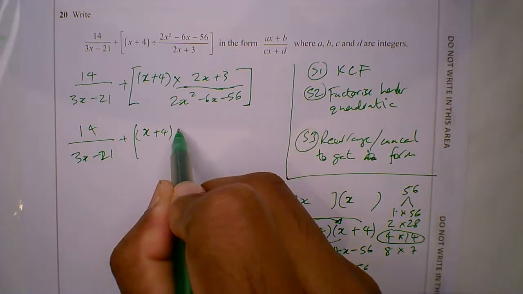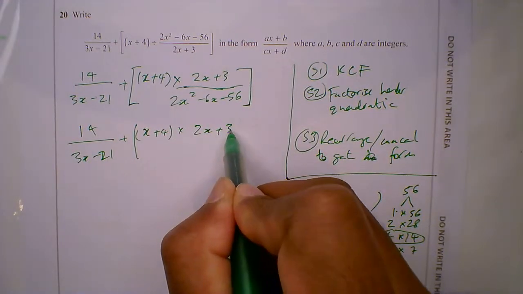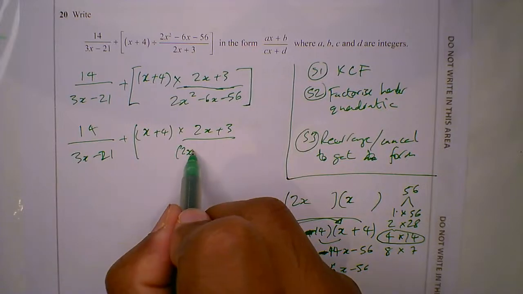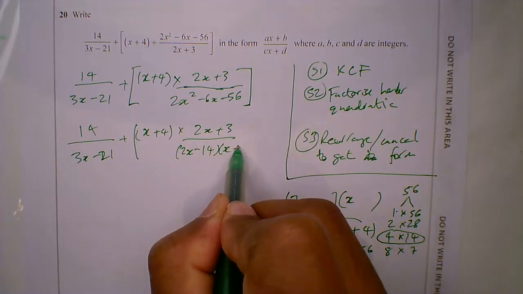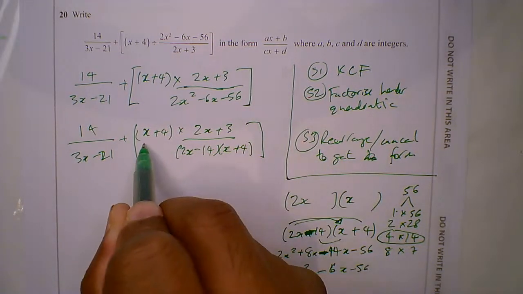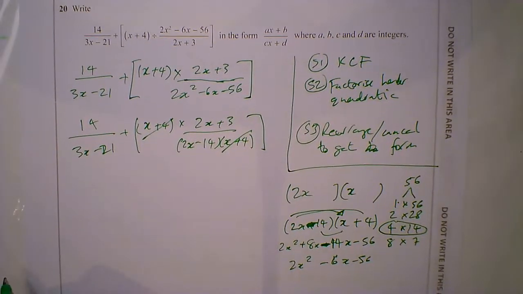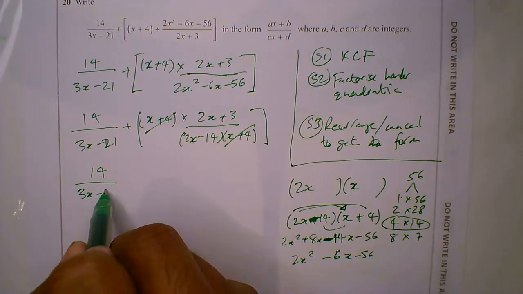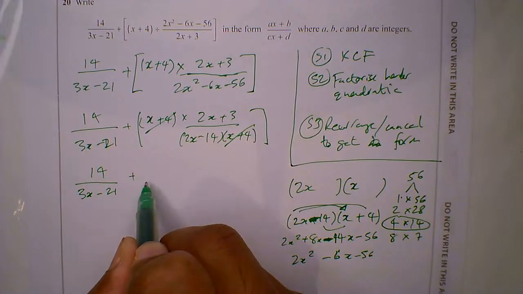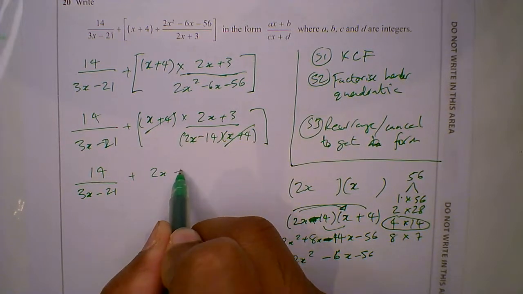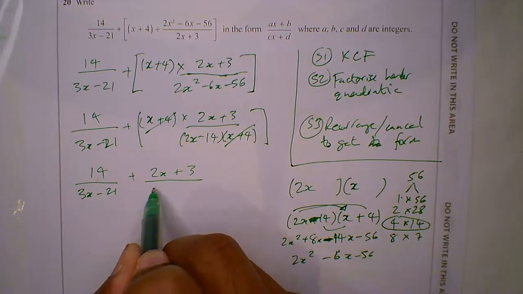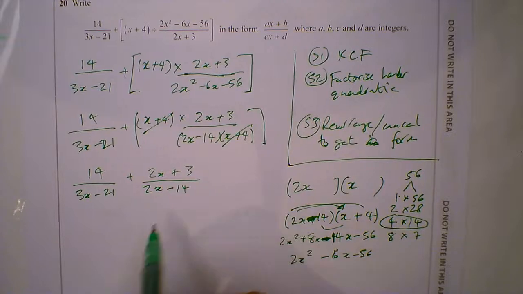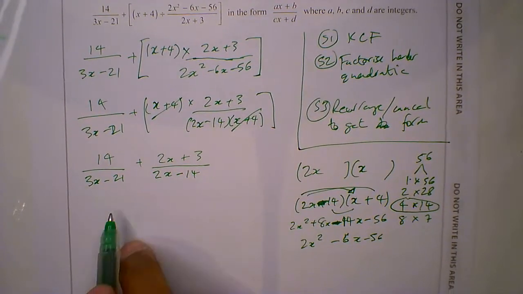So let's rewrite all of that. 2x plus 3 all over 2x minus 14, x plus 4. So this cancels with that. So now I can keep simplifying. 14 over 3x minus 12 plus 2x plus 3 all over 2x minus 14. Okay, so now I've got that.